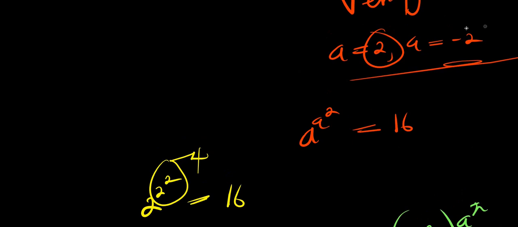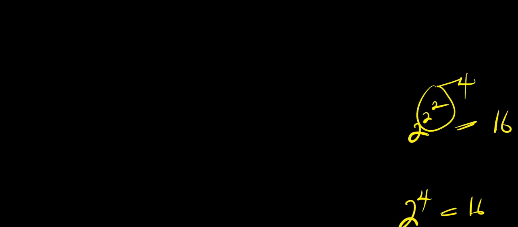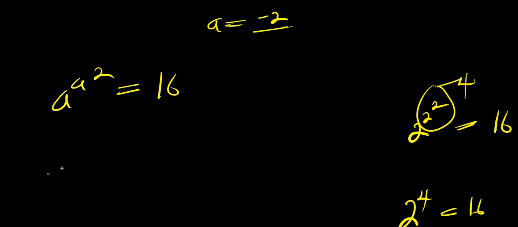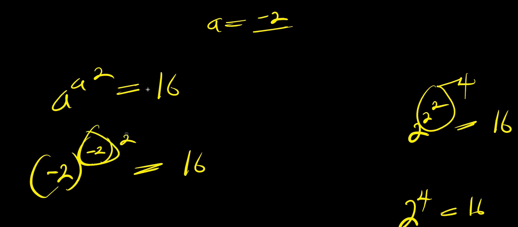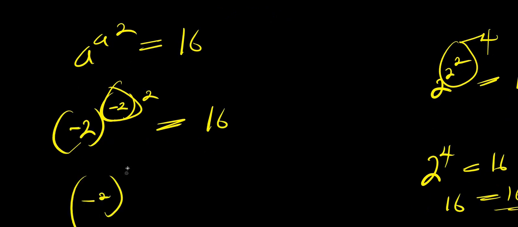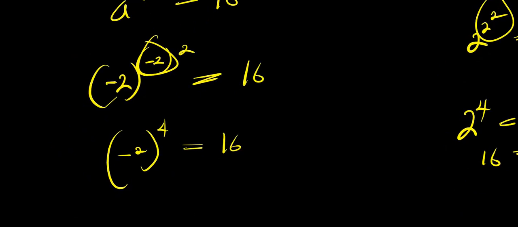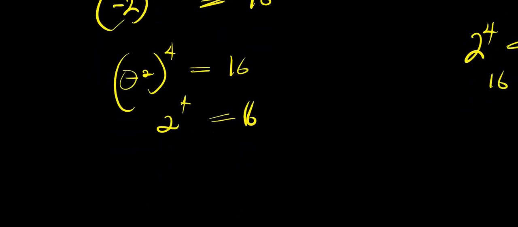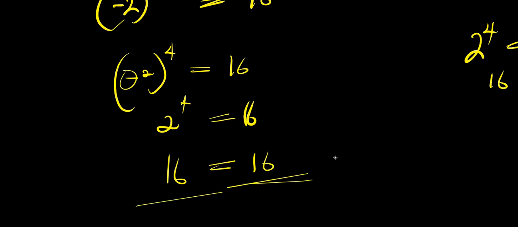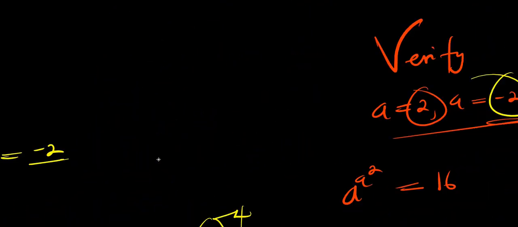When a equals negative 2 as well, you have a power 2 equals 16. And a equals negative 2. You have negative 2 power negative 2 power 2 equals 16. Now negative 2 power 2 is 4 because negative to the power of an even number is positive. Negative 2 power 2 is 4, so it's just like writing negative 2 power 4 equals 16, and negative to the power of an even number is positive, so negative 2 power 4 is positive. This is the same thing as writing 2 power 4, and this is 16. And 2 power 4 is 16, which equals 16. So both values of a, which are negative and positive 2, satisfy the equation.